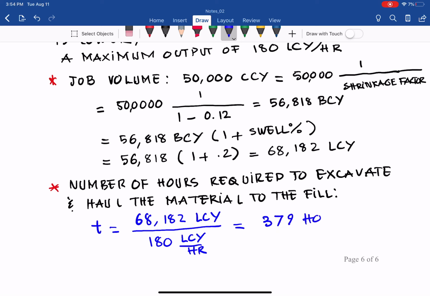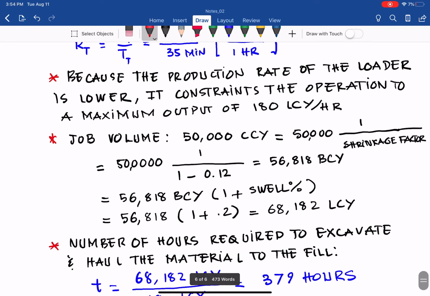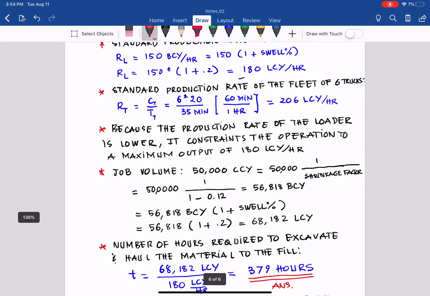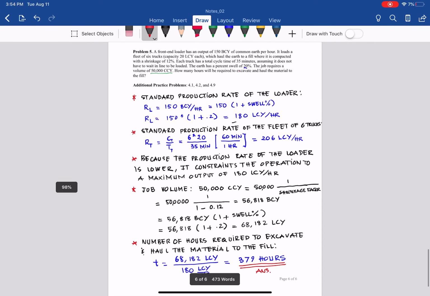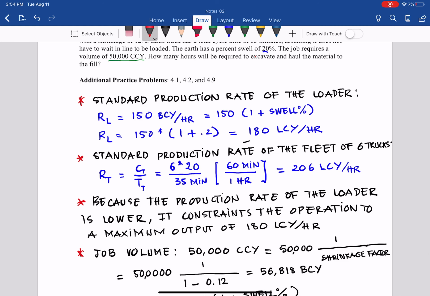379 hours. And then if you work 8 hours per day, you can go ahead and divide by 8 hours. You know how many days. So as you can see, we combine all the concepts we learned to work on this problem. And again, go ahead and practice for 1, 4, 2, and 4, 9.